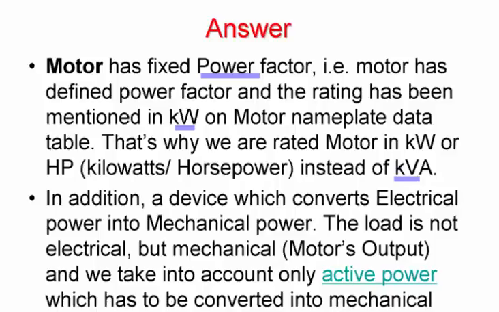In addition to that, a motor is a device that converts electrical power into mechanical power. So the load is not electrical but mechanical, that's the motor's output. And we take into account only the active power, which is now converted into this mechanical load. So that's why for a motor it's specified in watt and not VA.